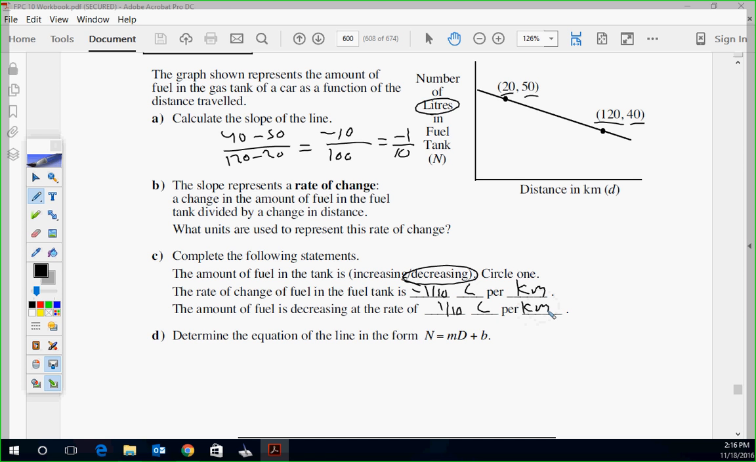Okay. So what we're going to do now, guys, is tie it together. We're going to determine the equation of our line. In terms of determining the equation of our line, what are we missing?